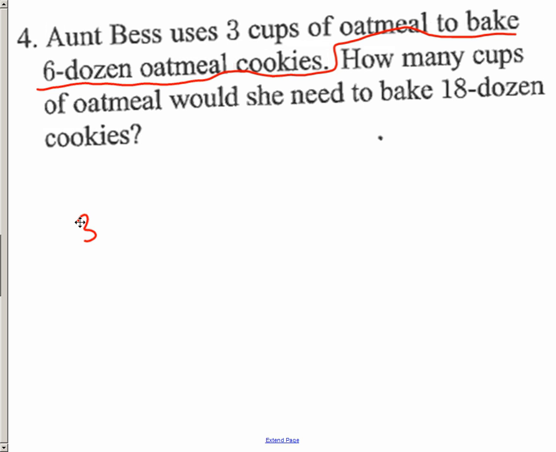Okay? We've got 3 cups of oatmeal. So I'm just going to write oatmeal right here. To 6 dozen oatmeal cookies. So I'm going to put 6 there, and I'm going to say dozens. And that's going to refer to the cookies. Okay, so this is the cups of oatmeal. It's going to refer to the dozens of cookies that you can make with it. How many cups of oatmeal does she need to bake 18 dozen cookies? Well, 18 dozen goes down there on the dozen row, and we don't know how many cups that she needs. So there's our proportion. Now we just have to go solve.